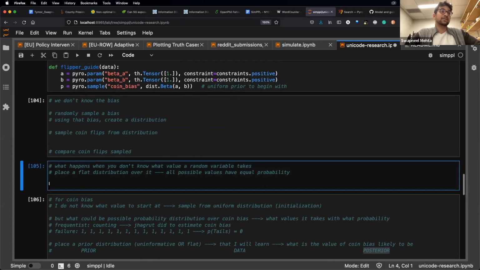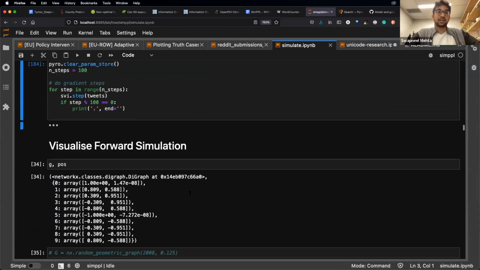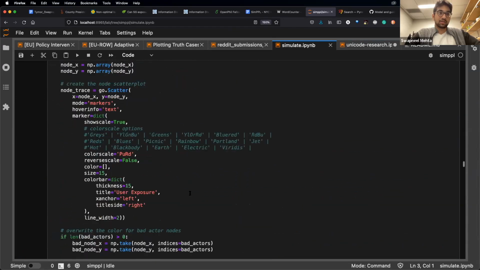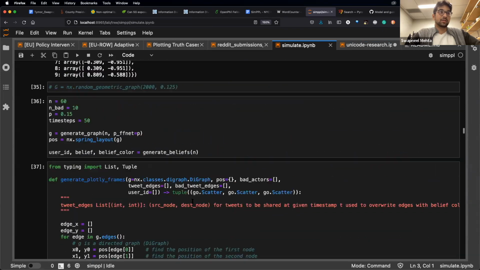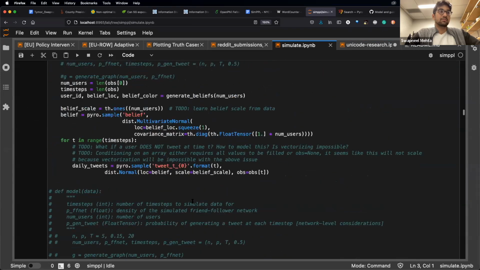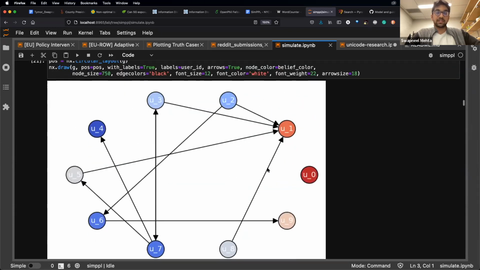But what I'm getting at is, for the social media stuff, we have built this sort of simulator that can give us these nice plots. Where is this? Okay, clearly haven't run this notebook either. We've seen that we can simulate a graph, we can simulate tweets from these people, we can simulate their interactions.